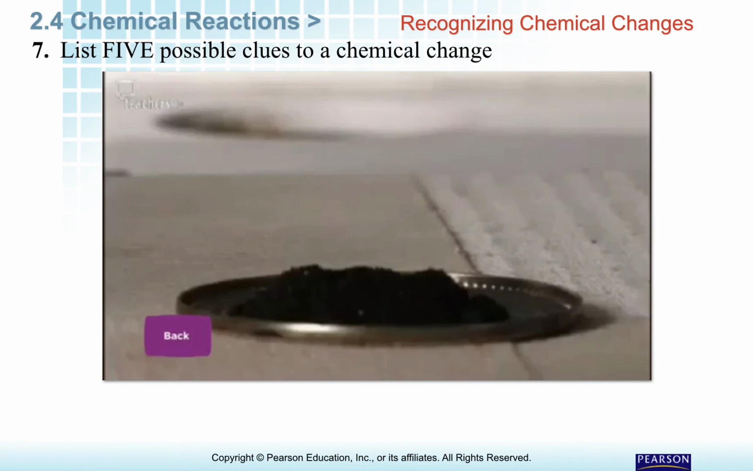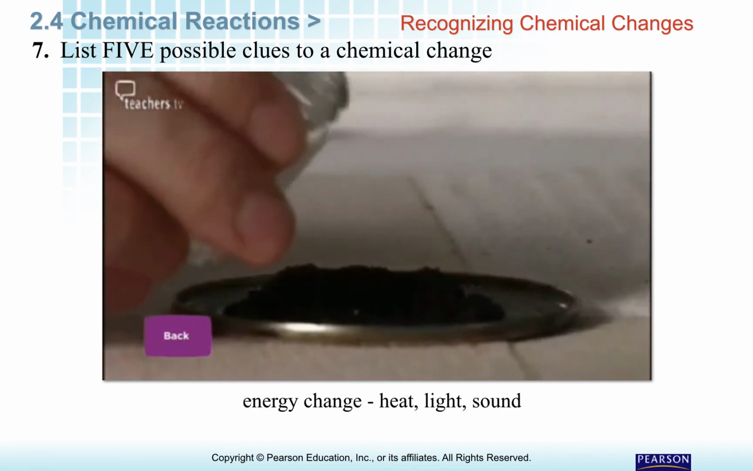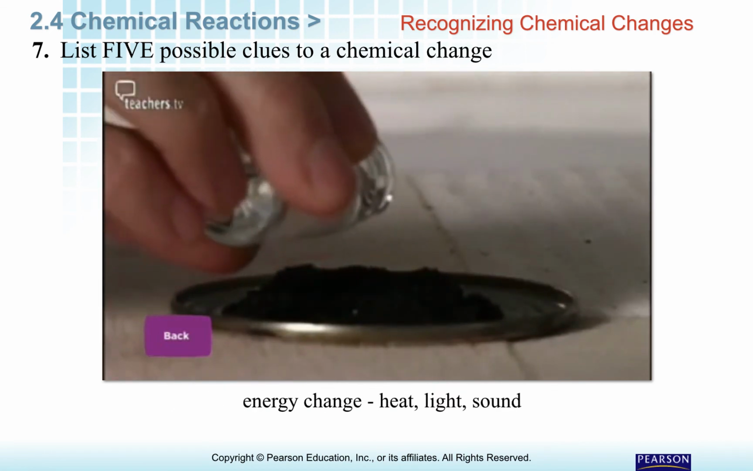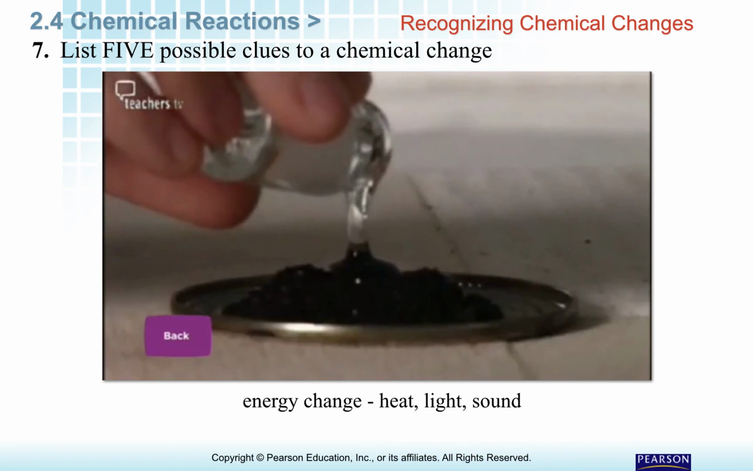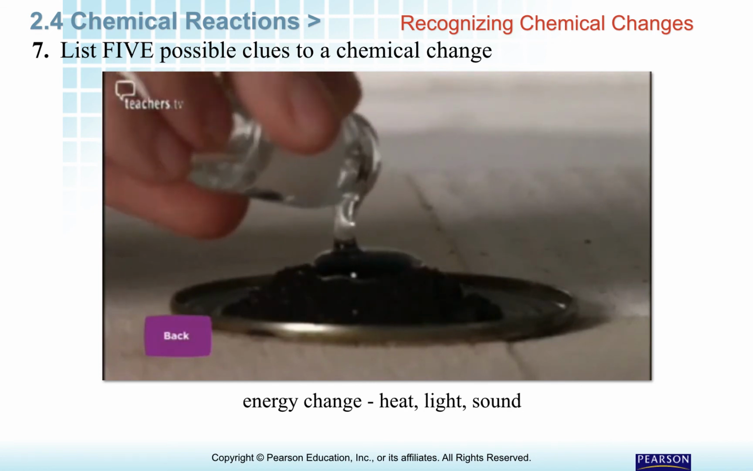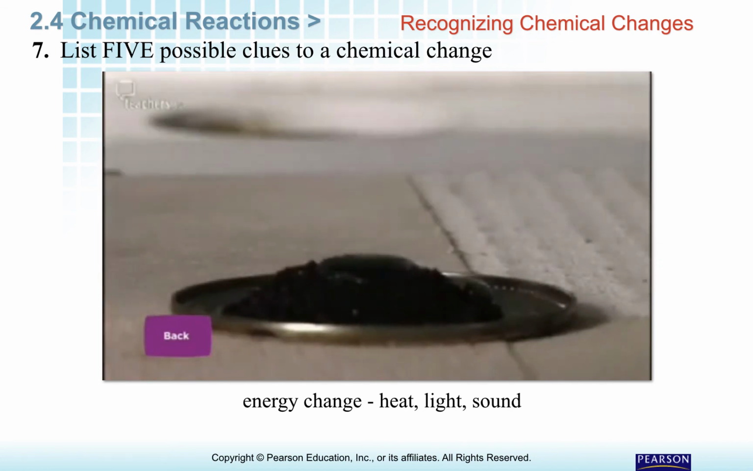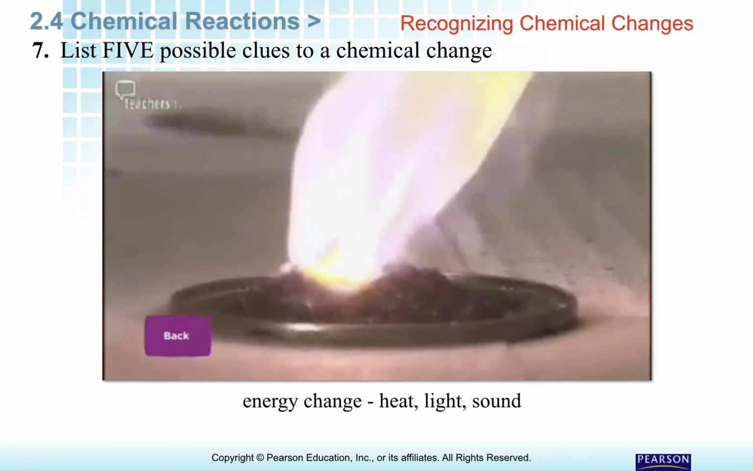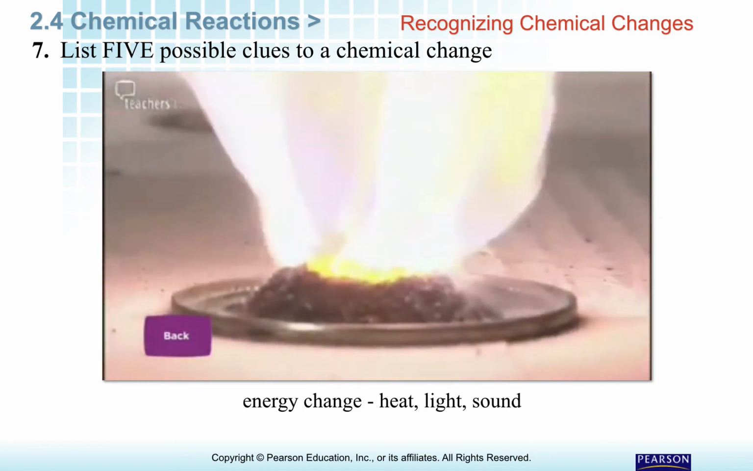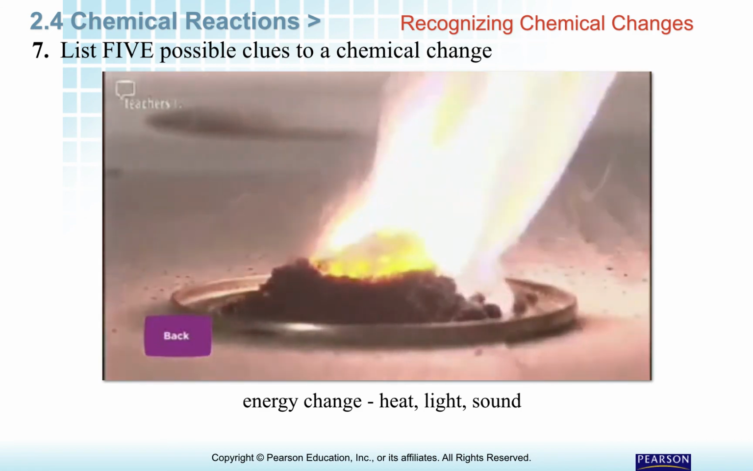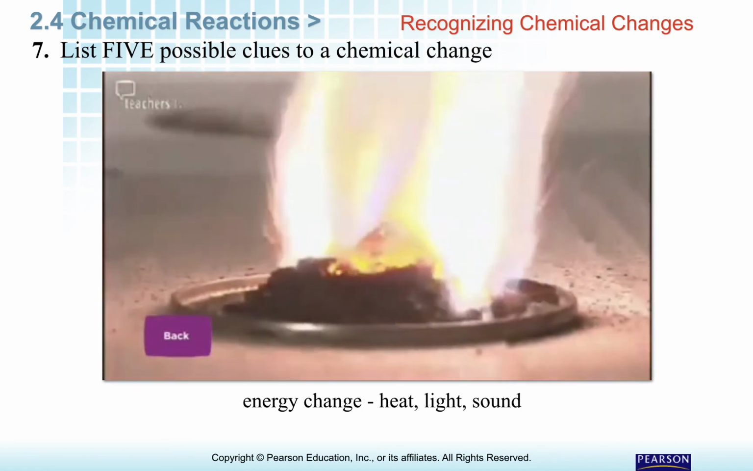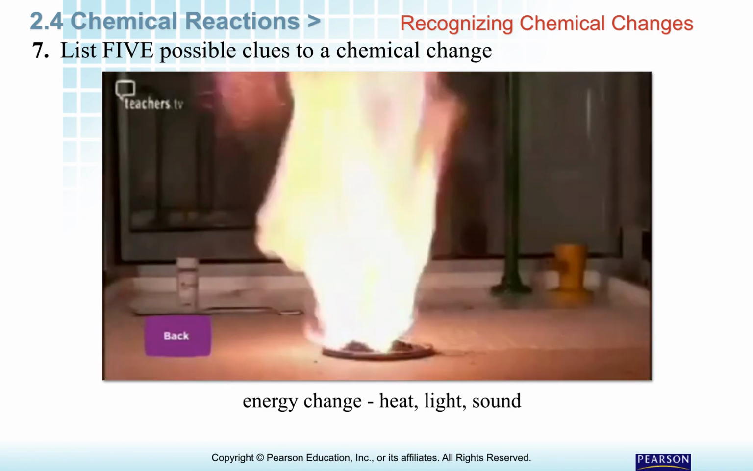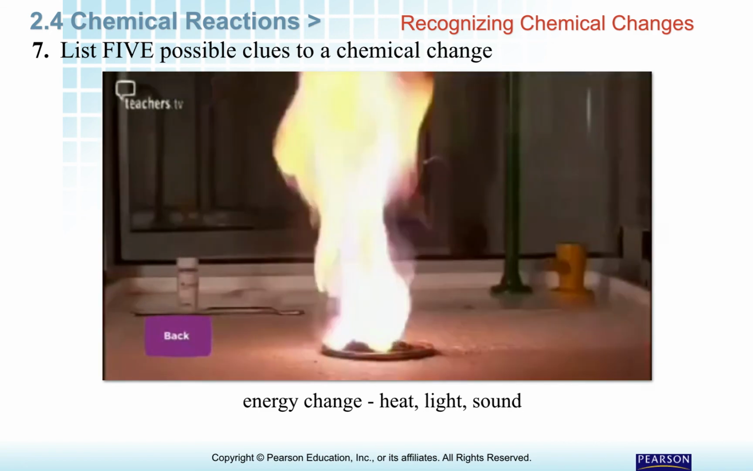Now there's 5 possible clues for a chemical reaction. The first one is an energy change. It could be in the form of light, heat, or sound. So what we have here is some glycerin placed on top of a chemical called potassium permanganate. Over time, they start to interact, and you'll see what happens when they do. You get lots of smoke, lots of fire, lots of heat, lots of energy. So that is the first and easiest way, an energy change. All that heat that's coming off there, all that light.